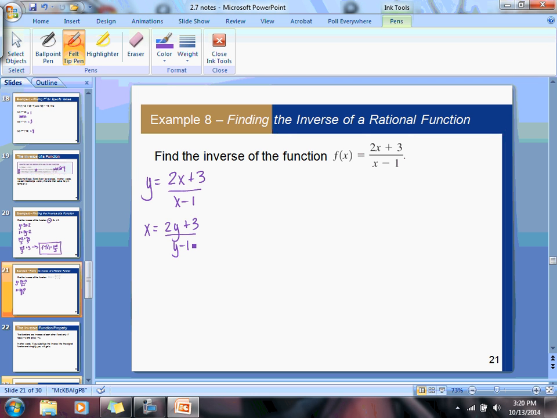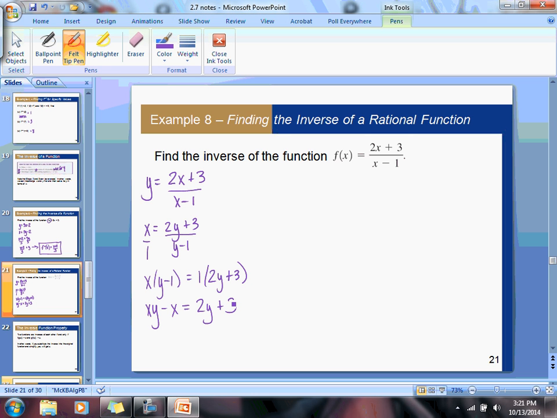Now, since this is an equation, I could think of it like a ratio. One fraction is set equal to another fraction. So if I'm going to try to start solving this for y, I would cross multiply. That would be my preferred method. So I'll have x times y minus 1 equals 1 times 2y plus 3. And I do need to distribute here, so I'll have xy minus x, and then just the 2y plus 3.